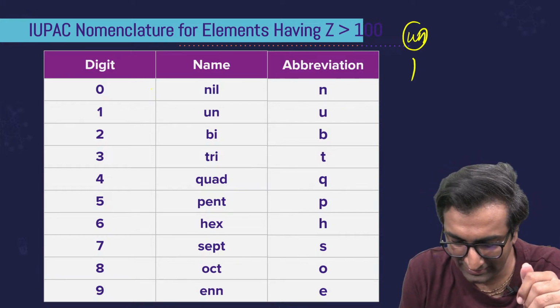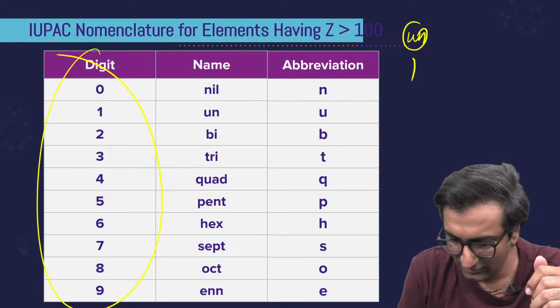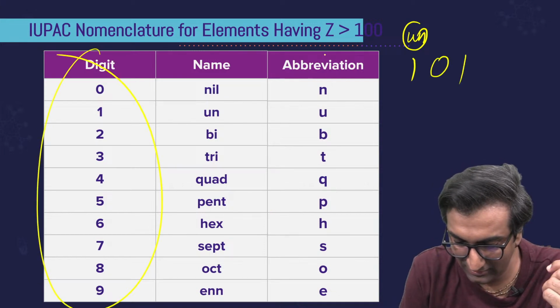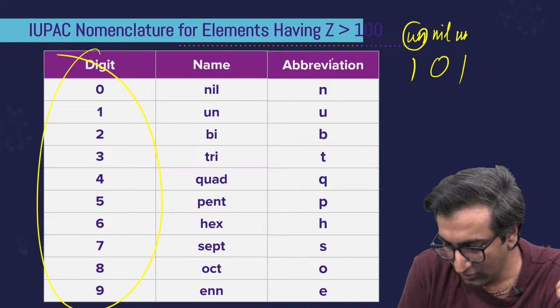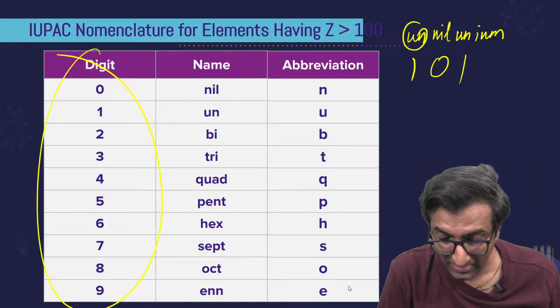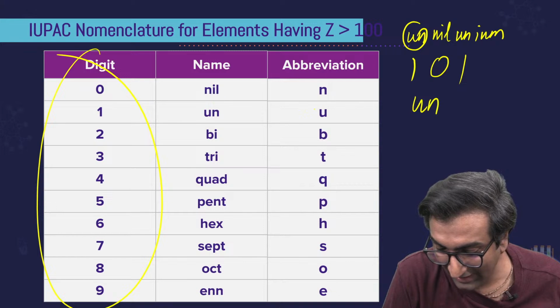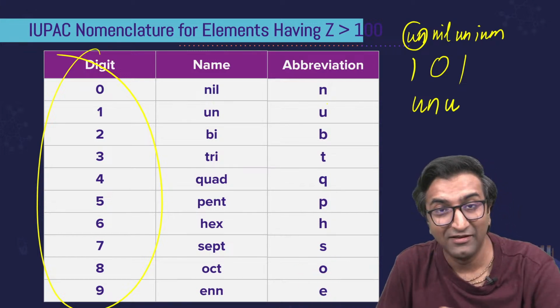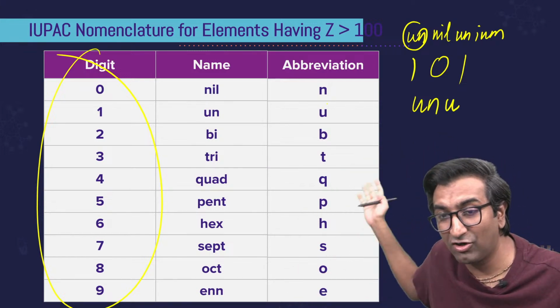Okay. The next one again is any of these. Next digit could be 0 and 1. If it's 101, you got un, nil, un, and then um. That is literally the name of this thing. And what is the symbol? It is Uue. I'm not making this up. I swear I'm not making this up. This is it. That's all you got to do.